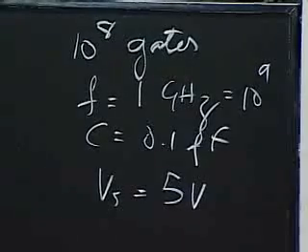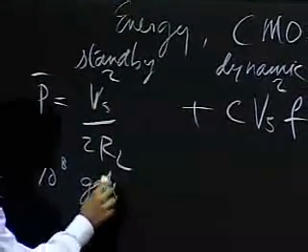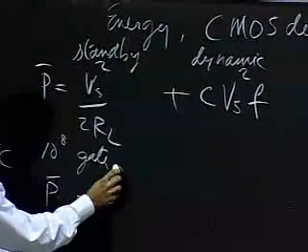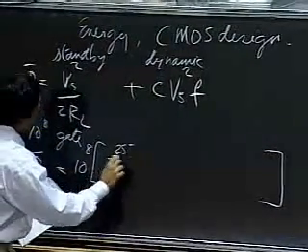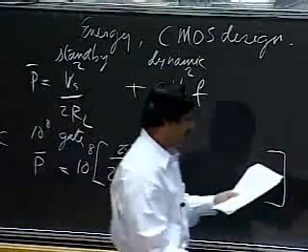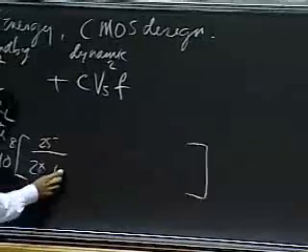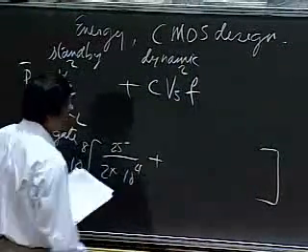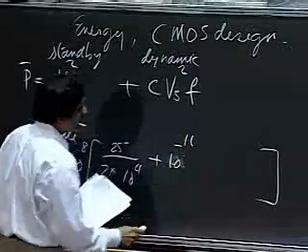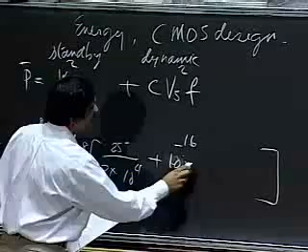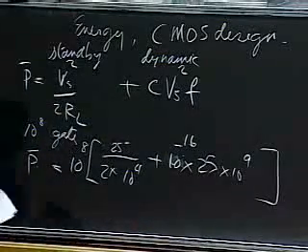And so for these numbers, if you plug them in, for 10 to the 8 gates on a chip, the average power would be 10 to the 8 times these two. So this would be 5 squared, which is 25, divided by twice RL. RL was given to be 10 kilo ohms, so twice 10 to the 4. And here we had C Vs squared. So C was 10 to the minus 16, 0.1 femtofarads. Vs squared was 25, and F was 10 to the 9.